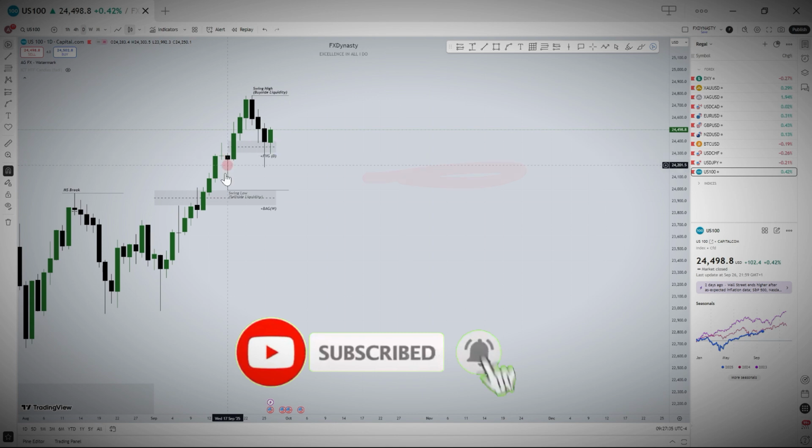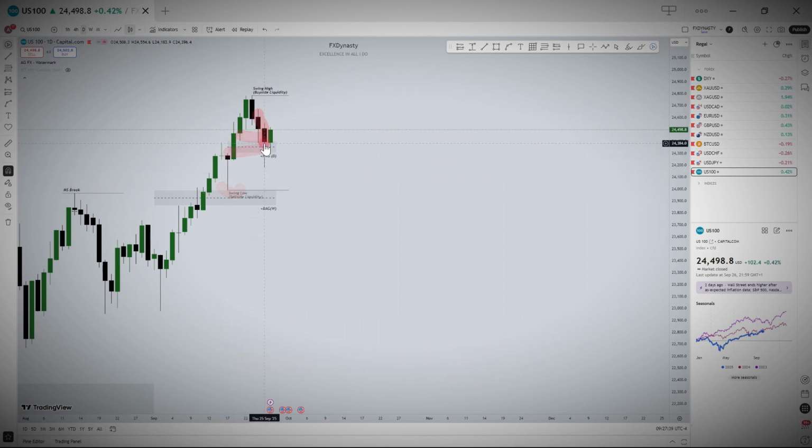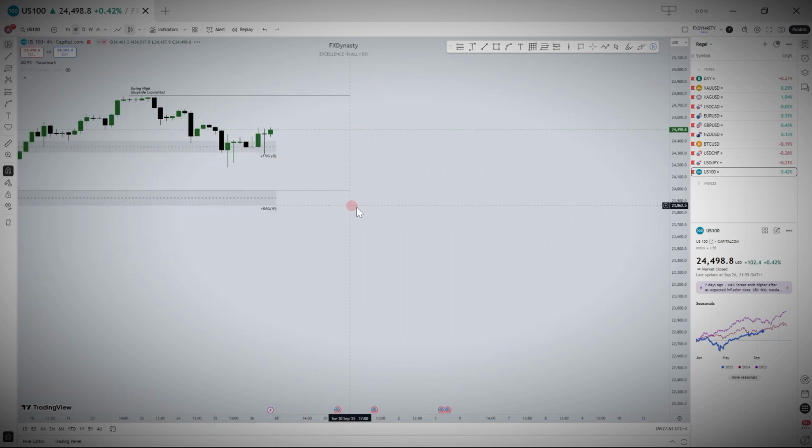So on the daily time frame, we have seen that we created a swing low with a fair value gap, and price has reacted from this fair value gap, creating a swing low inside it. So I'm expecting continuation of this price towards this high and potential continuation to the upside to maintain the momentum and the title of all-time high.